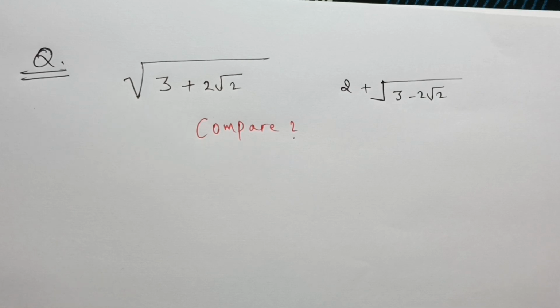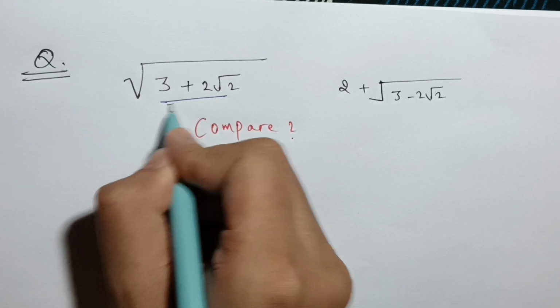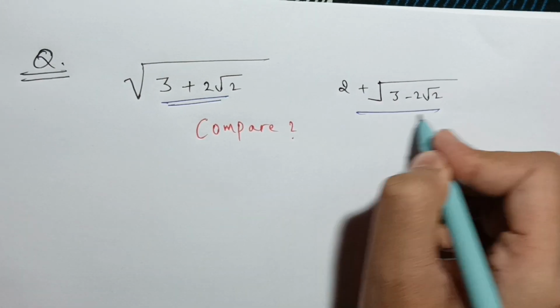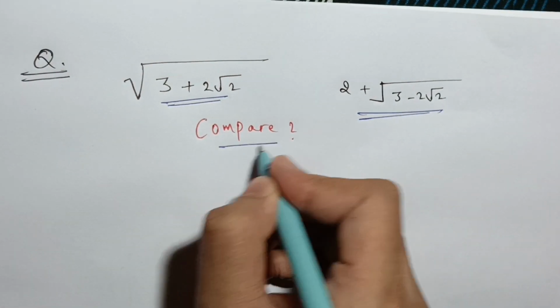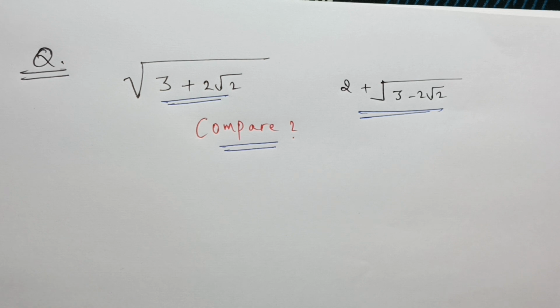In this video, we are going to solve a very interesting question on surds. So we have the square root of 3 plus 2 root 2, and we have 2 plus the square root of 3 minus 2 root 2. And we have to compare and find which is the larger one, or which is the smaller, or you can say, are they equal? So these are the three possibilities, right? So let us try to solve this.